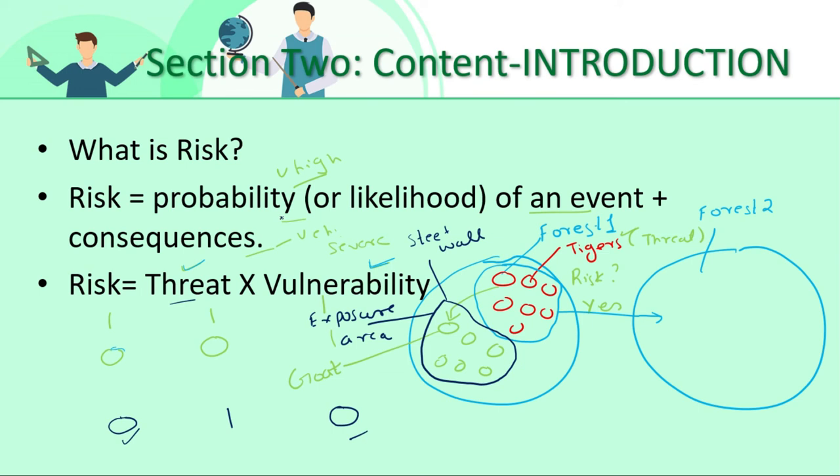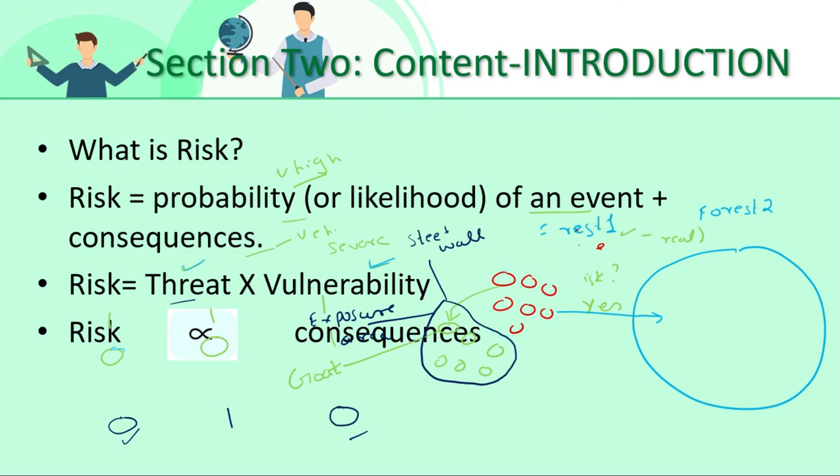So I hope this is clear about understanding what is risk. Now there is one more concept. Basically the next point is that risk is directly proportional to the consequences. The higher the consequences, the higher the risk. The lower the consequences, the lower the risk. When I say consequences, it means impact. So the greater the consequences or impact, the greater the risk.